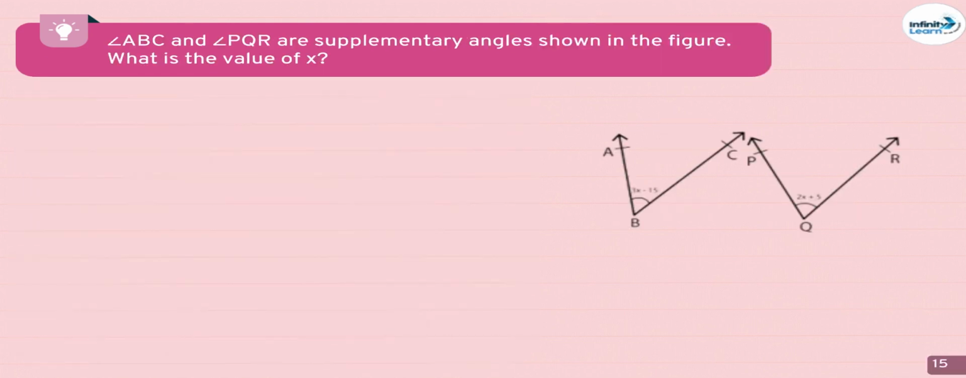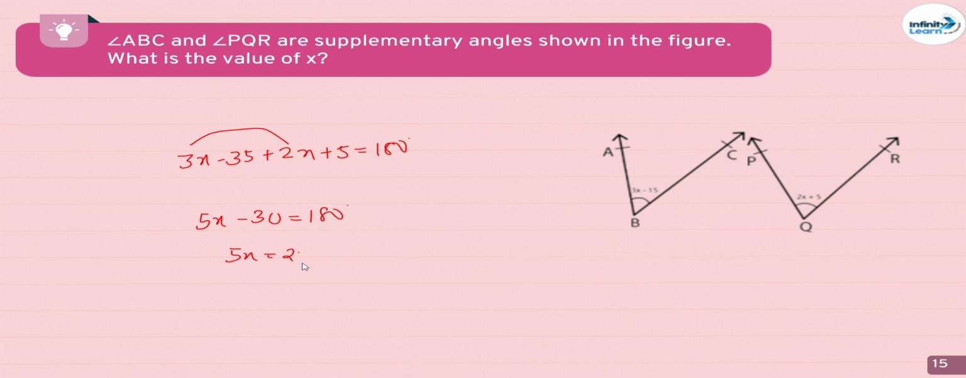Chalo. These two angles are supplementary. You have to find the value. 3x minus 35 plus 2x plus 5 is 180 degrees. How much x? 5x minus 35 plus 5, minus 30, is equal to 180. 5x is equal to 210. The value of x is 210 upon 5, which is 42 degrees. The value of angle x is 42 degrees. If I am taking this as 3x minus 35 and this as 2x plus 5, that is fine, because the diagram is not clear.